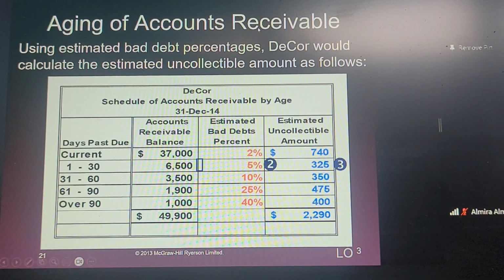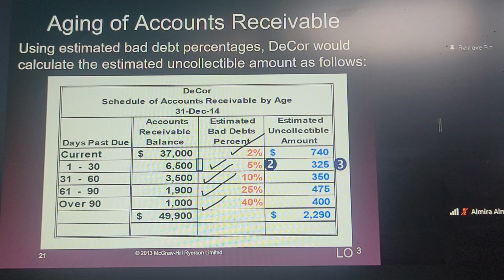For this, I put 2%. Estimated. Don't ask me where we got this from. We are estimating this, okay? You're not calculating it, it's whatever is given to you. For this, 5%. This, 10%, 25%, 40%. Based on what? Based on the risk of being unable to collect them.